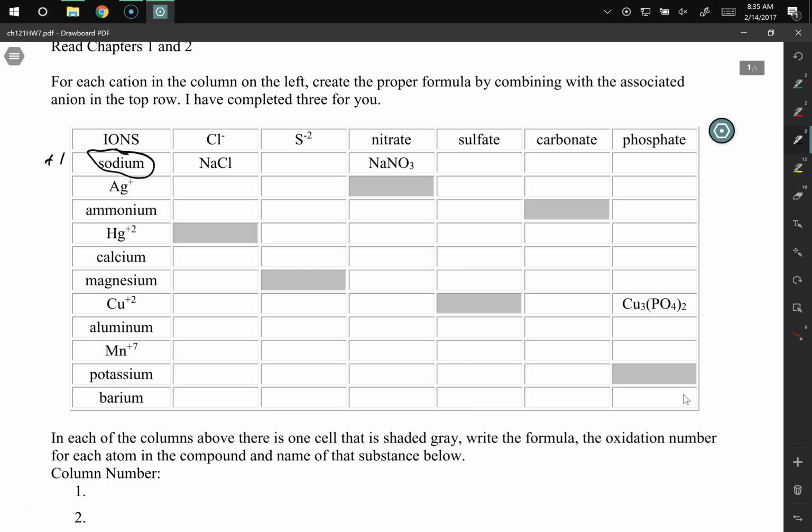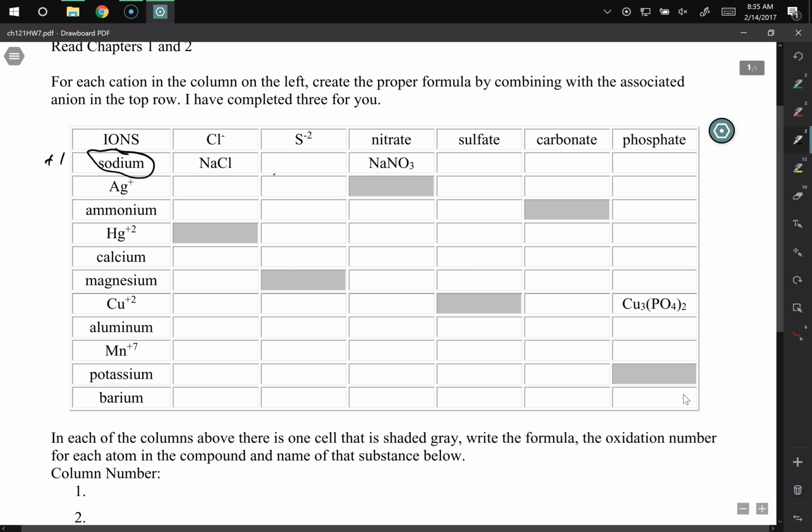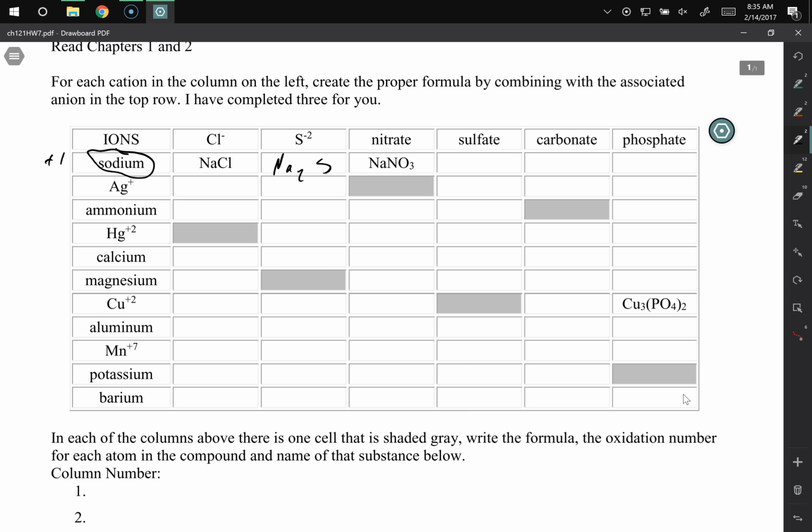So what's the formula going to be for the next compound, a combination of sodium and this sulfide ion? I'm going to need two of the Na's to go with the S, right? This Na's charge is plus one. I can't just put them one to one together, because this molecule needs to have a charge of zero. If the Na is plus one and the S is minus two, NaS would leave me with what charge? Negative. This whole thing would still have a negative one charge. I haven't canceled out all the negatives.